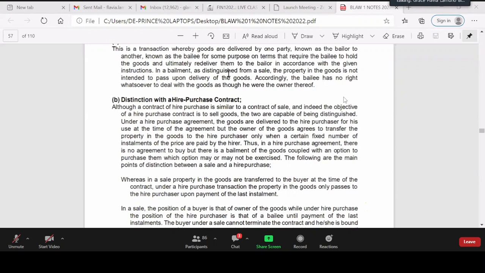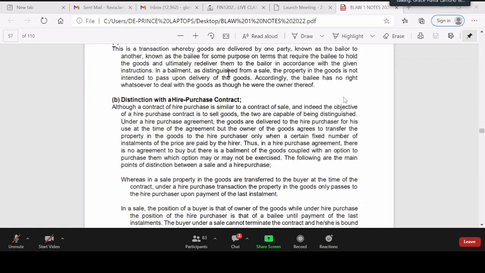Maybe you've bought a laptop. The laptop is 1 million, but you've agreed with the seller that you're going to be paying 100,000 every month. So you pay for 10 months until you've paid off the 1 million. That is a contract of hire purchase.